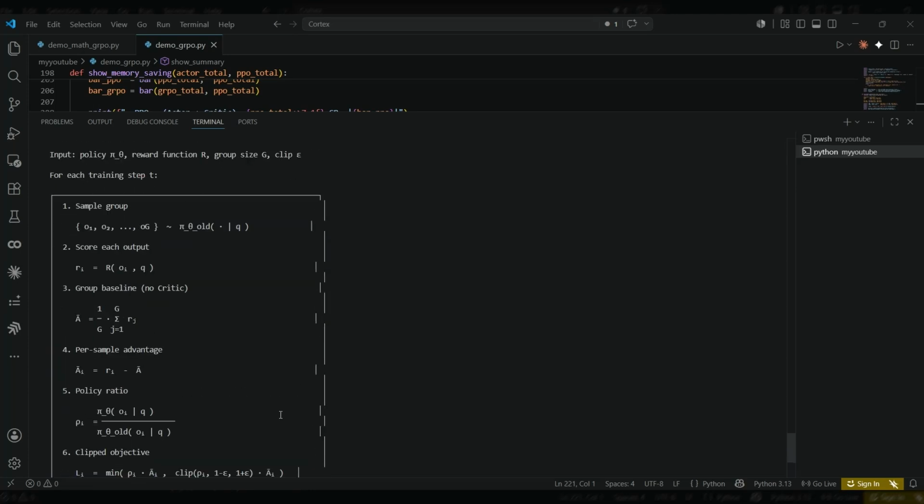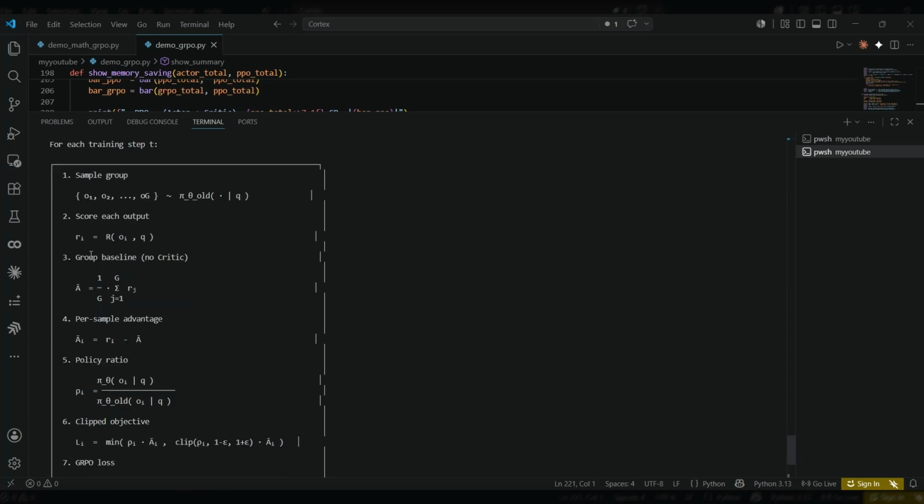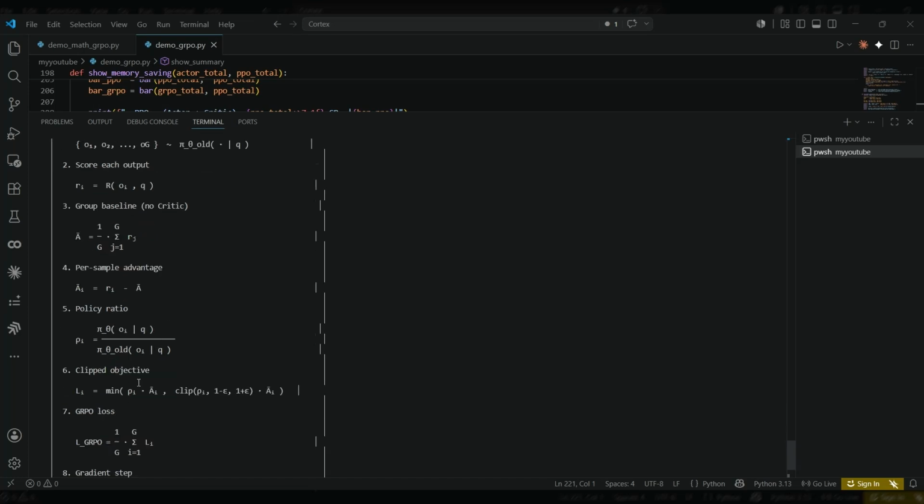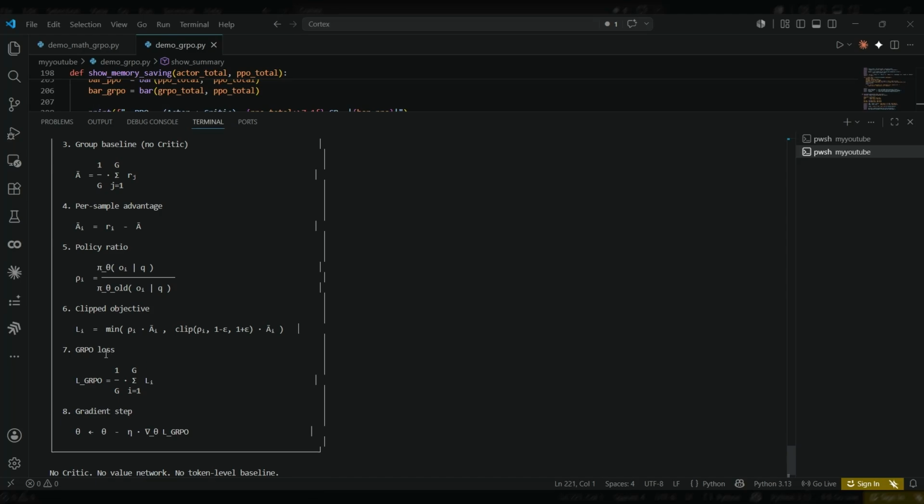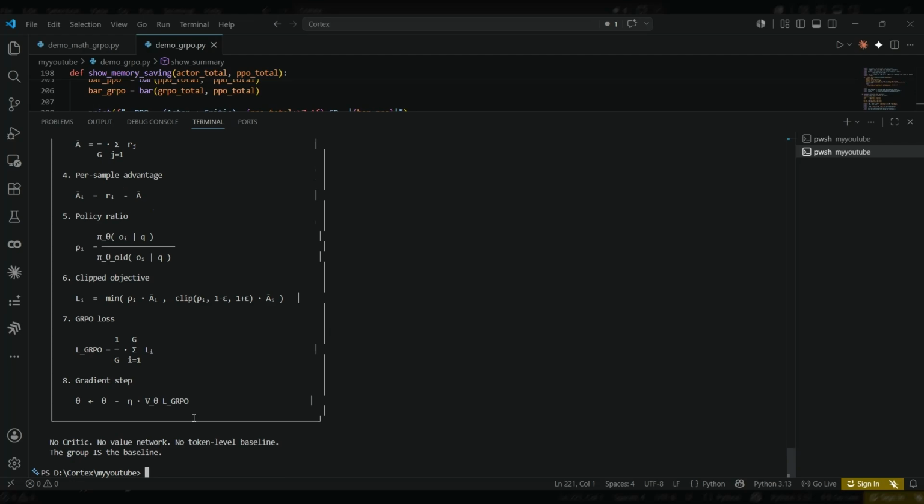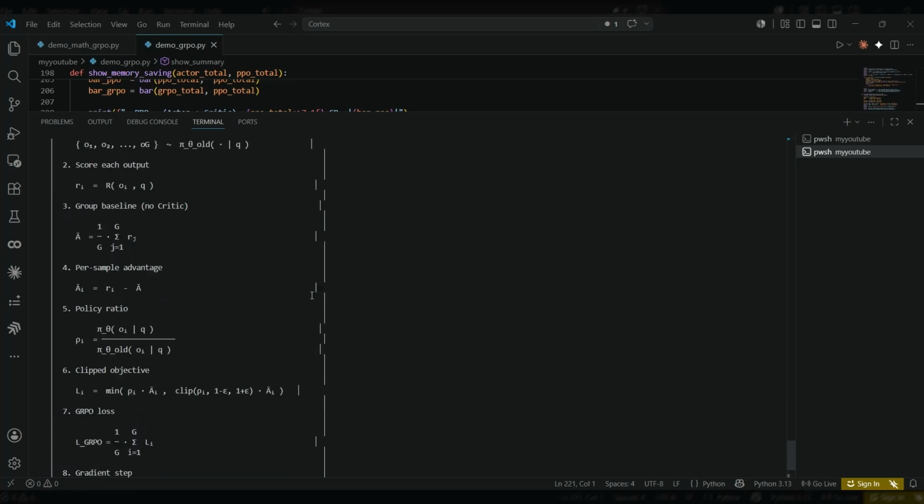So what's the full algorithm? We sample the group and score each output. Using those equations which I explained above: the group baseline, the per sample advantage, then the policy ratio, then clipping, then calculating the loss, then calculating the gradient step, updating all the weights, and repeating. No critic is needed, no value network, no token level baseline. The group is the baseline.